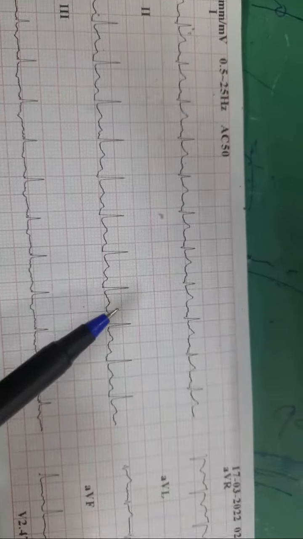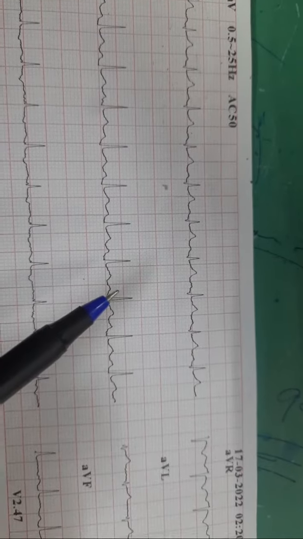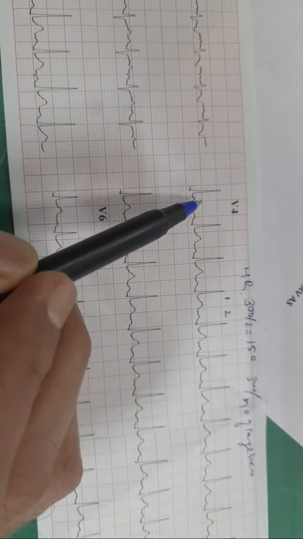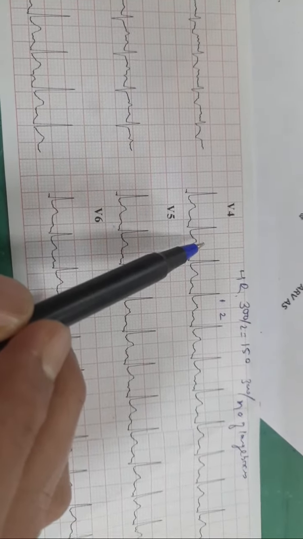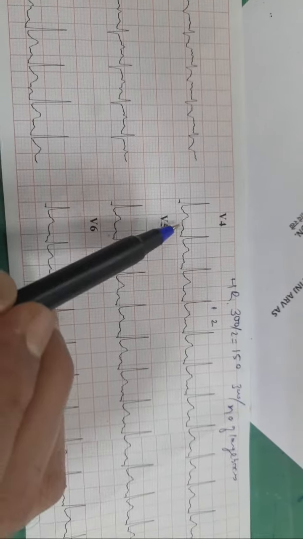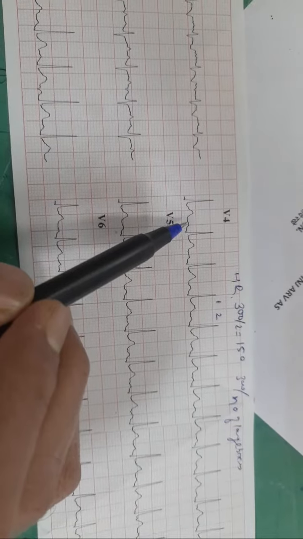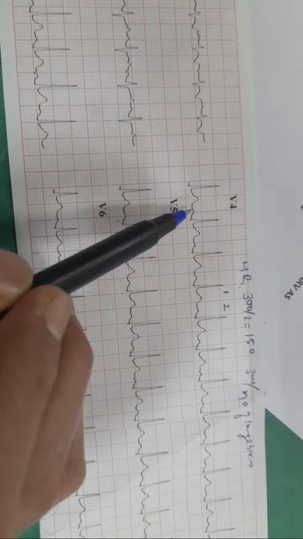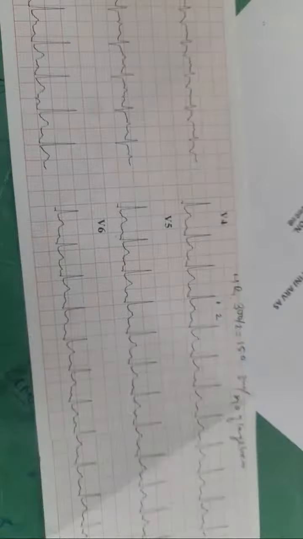As you can see, there is a difference of around 2, more than 2 large boxes between two R waves. Now I will show you in leads V4, V5, V6 also. Number of large boxes is 2, 300 divided by 2, that becomes a heart rate of 150. And every P is followed by QRS. In PSVT, you cannot see the P wave, but in sinus tachycardia you can see the P wave, then QRS, then T, then P, QRS, T. That is very clearly visible. So this is sinus tachycardia.